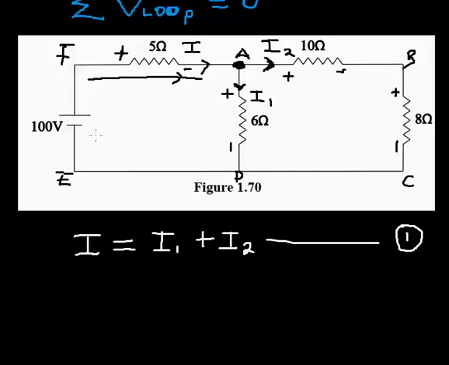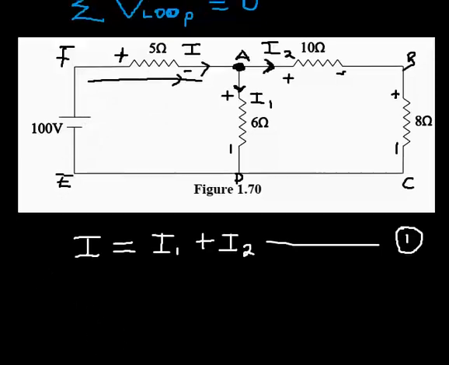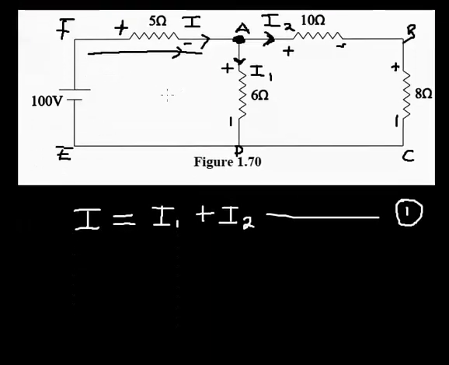So let's start with the very first loop. Starting with the very first loop, I want to evaluate KVL in the first loop. Of course, this is loop one, the very first loop. I can say that the voltage from the source, from negative to positive, going clockwise, is positive. So that 100 volt is positive.